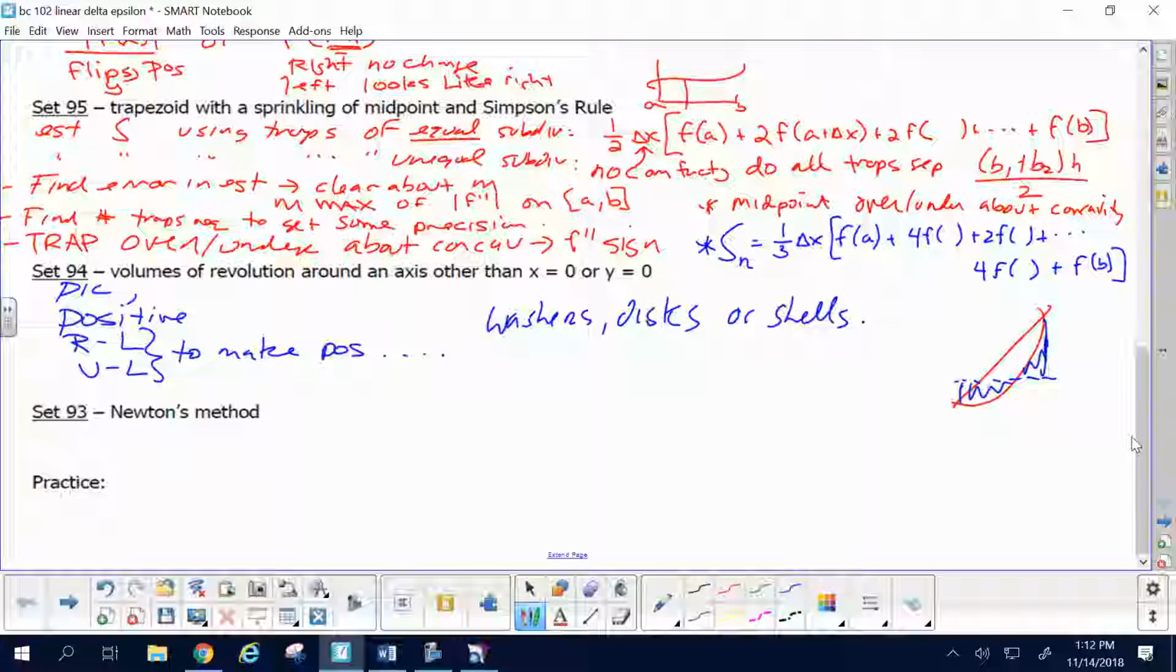All right, Newton's method. I did Newton's method on the last test, but today I want to focus on being able to apply it to a less than obvious case. So towards that end, let me explain. Newton's finds zeros, right?